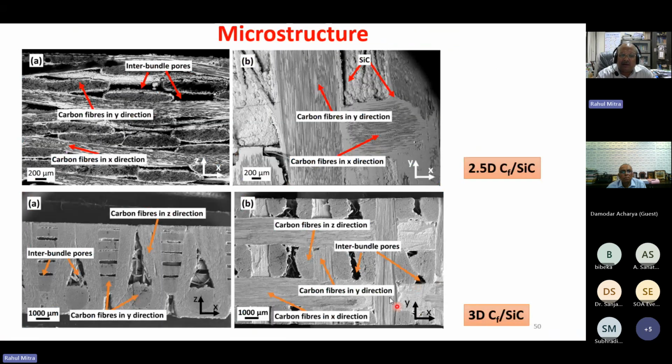So this is the microstructure. You can see a lot of pores in the 3D. They are there in 2.5D also, but in smaller amount, and these are interbundle pores. And here we have interbundle pores, which look like this between the fiber bundles. And we also have interfiber pores.